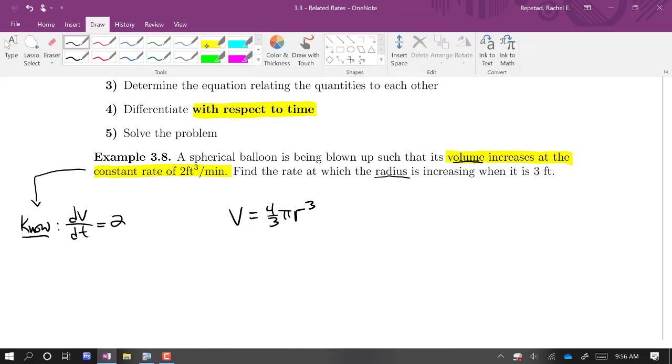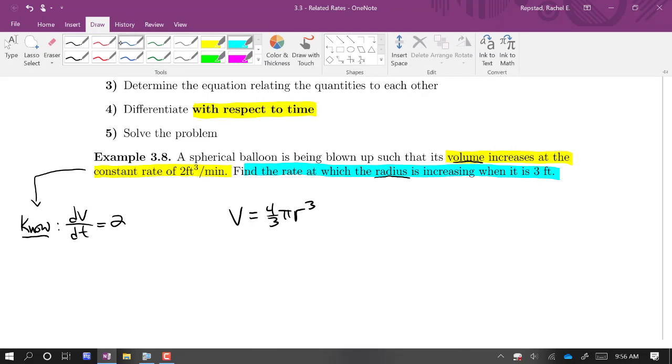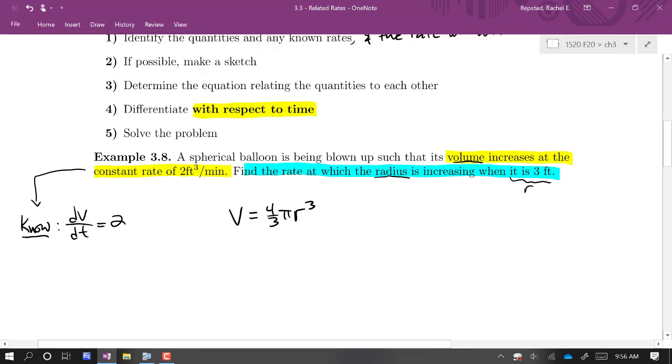We want to find the rate at which the radius is increasing when it is 3 feet. That's when the radius is 3 feet. Now, they're not telling us that the radius is always 3 feet. The radius is not constant here. This is describing a scenario that's changing over time. But we want the rate at which the radius is increasing, so we want dr/dt when r is 3. It's really important to note that these quantities are changing because I can't plug in r equals 3 to this equation that we have. r is actually changing.